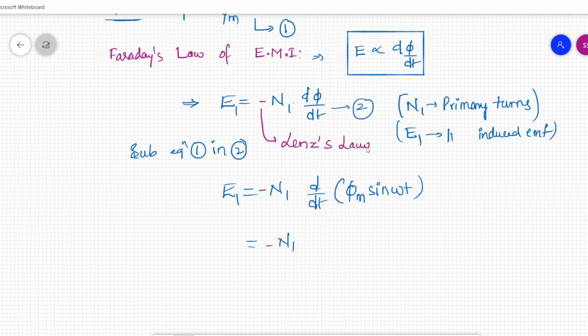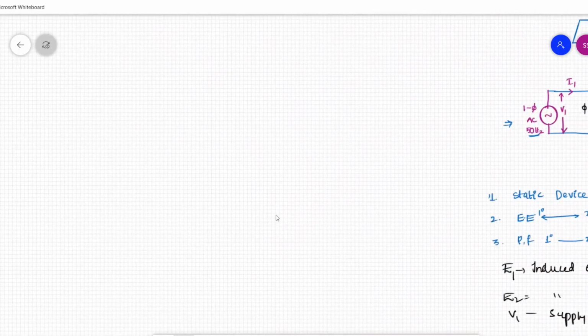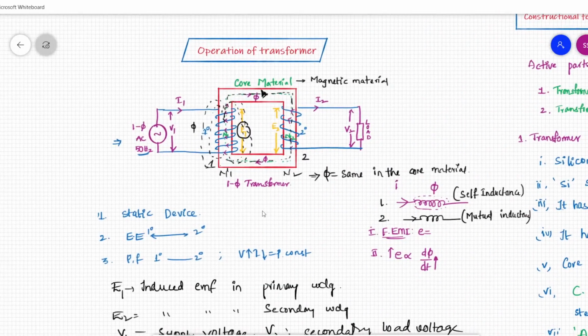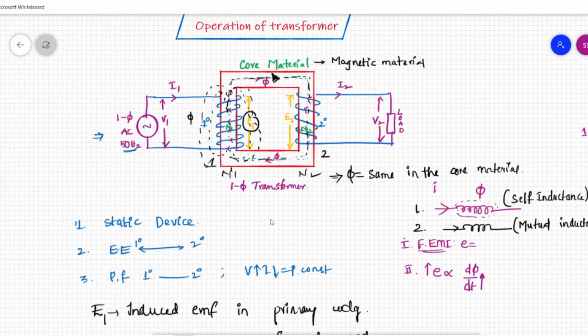So what is this Lenz's law? Let us go back to our transformer. Here E1 is being produced because of V1, right? V1 is the supply and E1 is the EMF induced in the primary. So according to Lenz's law, let me write the statement of Lenz's law here.